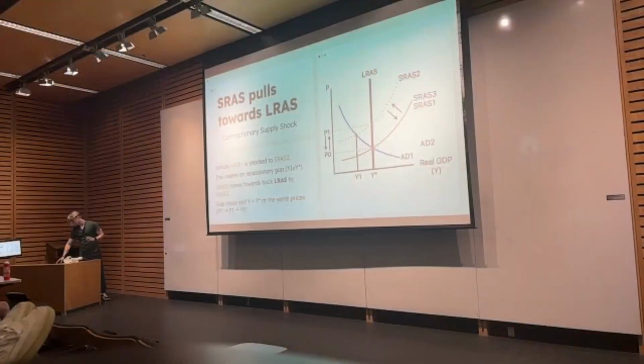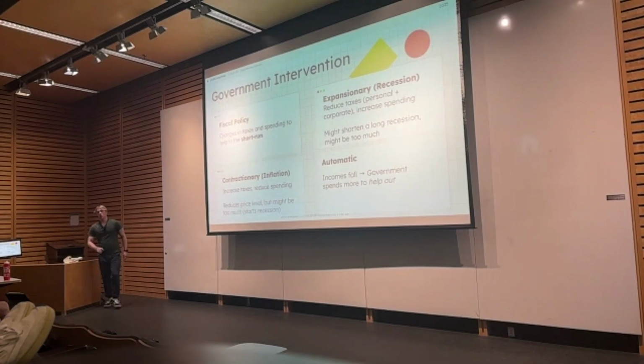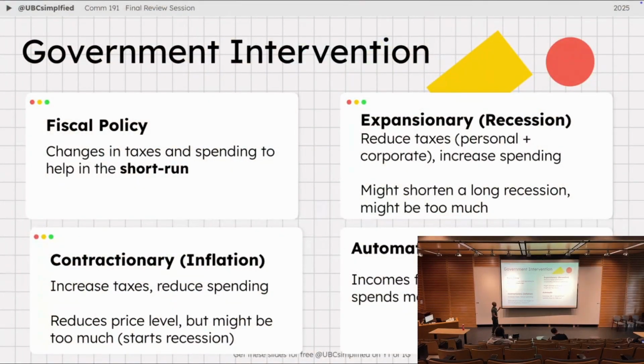It's always the short run supply curve which is changing. Okay, but this isn't good. This takes a long time. So we have government intervention to try to speed things up. This is what we know as fiscal policy. This is changing government spending or changing the tax rates to try to speed up this recovery process, this adjustment process. So if you have a recession, what they can do is reduce taxes, both personal and corporate, and increase spending to try to stimulate the economy, to try to shorten a recession.